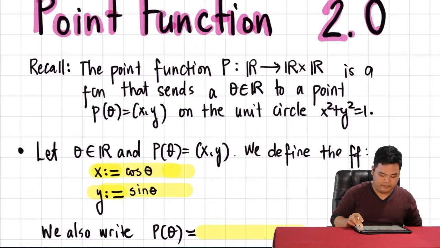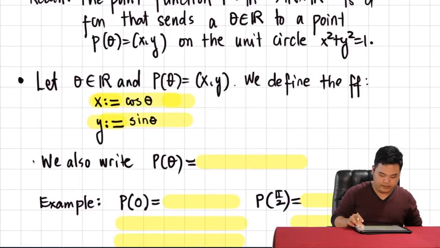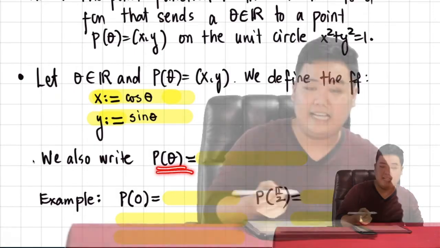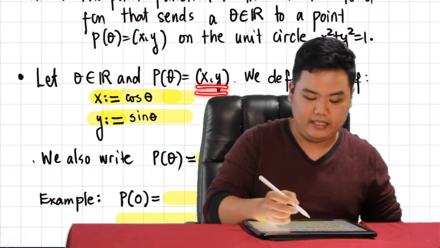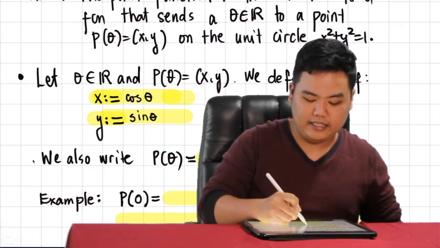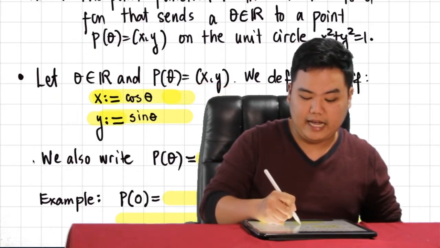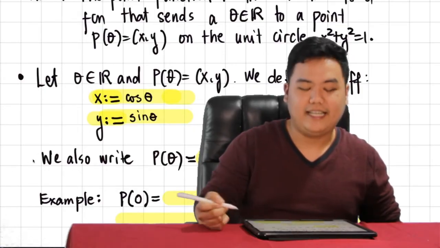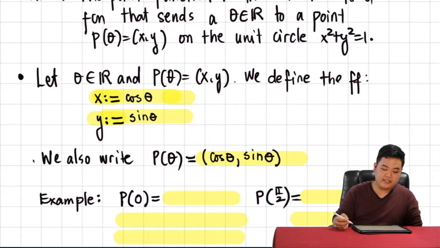So, let's do some example. Okay. So, bago yung example pala, sinusulat din natin yung P of theta as, instead na xy, sinusulat din natin siya as cosine theta, comma, sine of theta. Okay, so let us do this example.